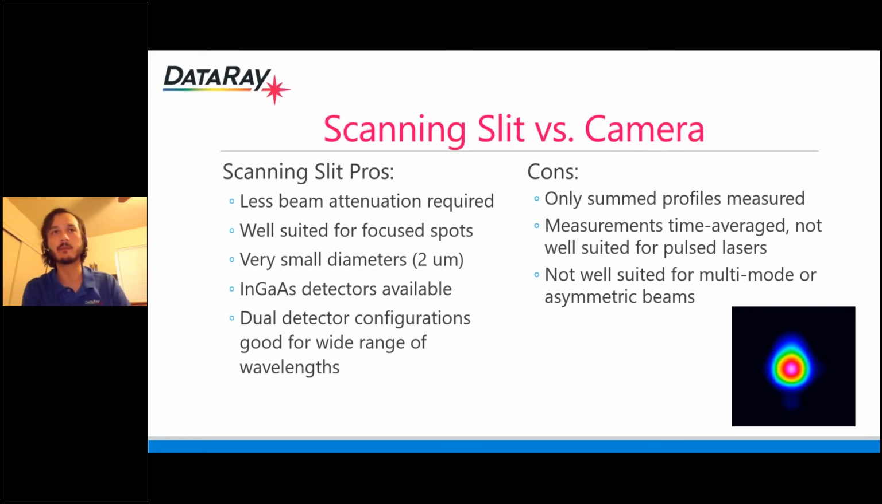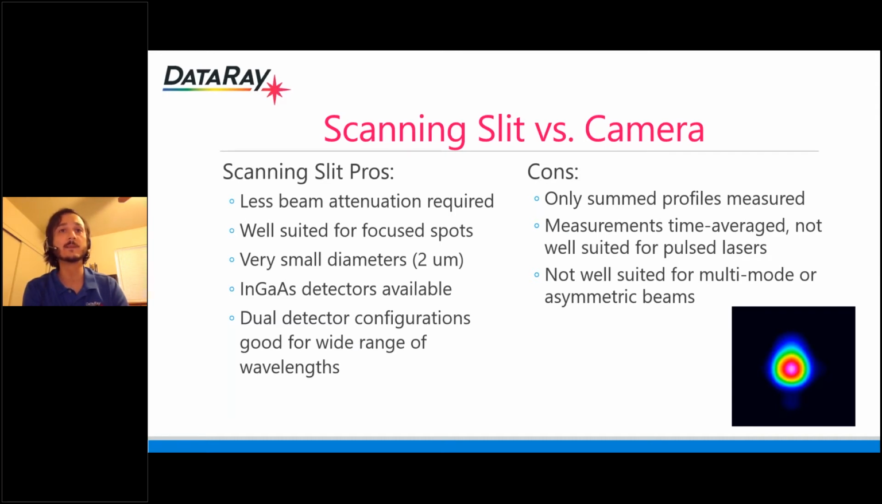So with that in mind, we have a few additional pros and cons for scanning slit profilers. In general, the beam is focused onto a set of slits, not directly onto a detector. So you generally need less attenuation than camera-based systems. They're really well suited for focused spots because they can go down to very small diameters, down to 2 microns with knife edge mode. We have in-gas detectors available as well as dual detectors, so you can cover a lot of wavelength range with only one unit, which is very useful. You can also go into that 1550 nanometer range fairly inexpensively.